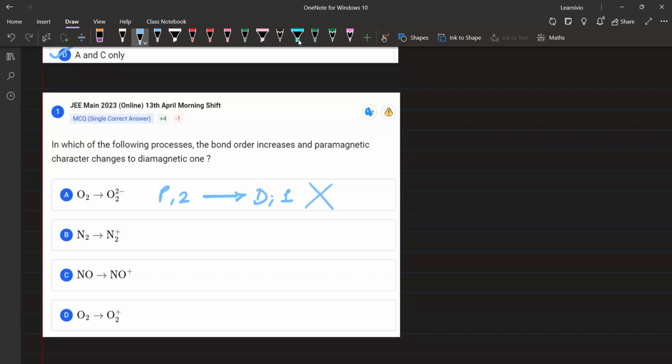ठीक है. Now, second one is N2 to N2 positive. N2 is already diamagnetic. So it is saying that paramagnetic character changes to diamagnetic. So N2, the first initial state should be paramagnetic. So this option cannot be true.